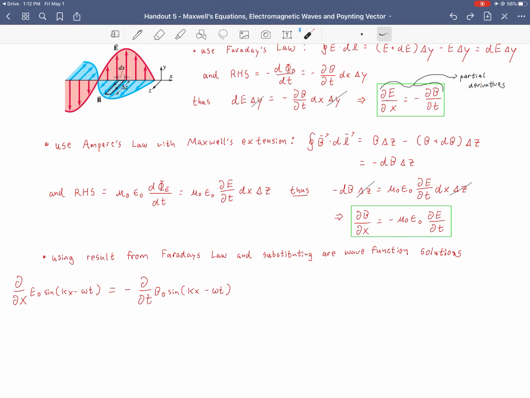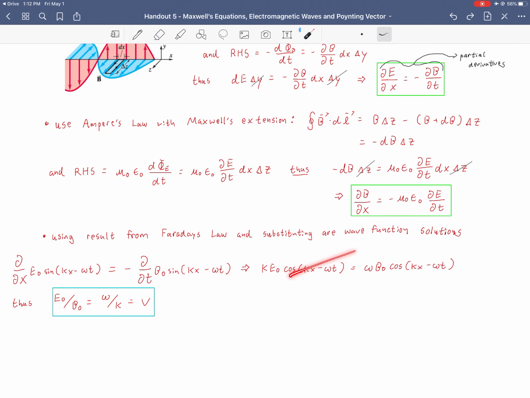Then I'm just going to take the derivative. I'll take the derivative of this function with respect to x, and the derivative of this one with respect to t. When I do that and take care of the negatives, I get this. The negatives cancel, because both derivatives become negative cosine, and we're left with this function. The k came out because of the chain rule, and the omega also came out because of the chain rule.